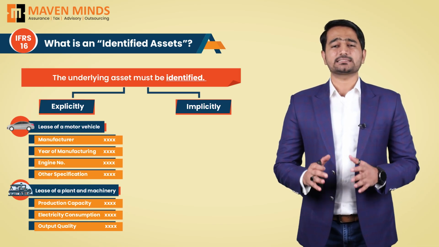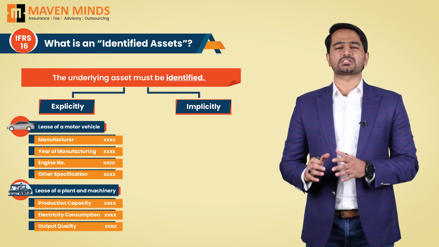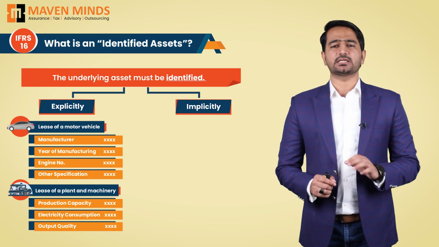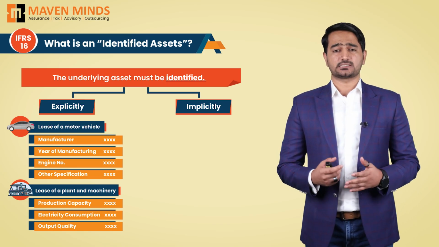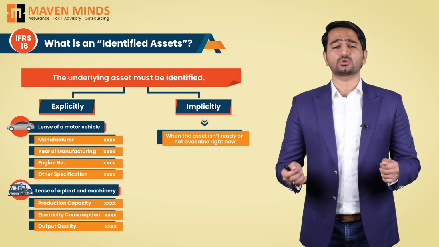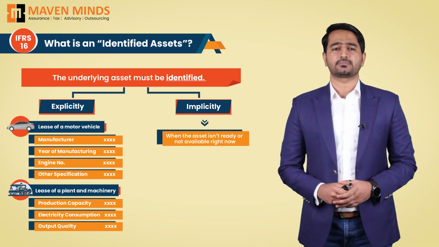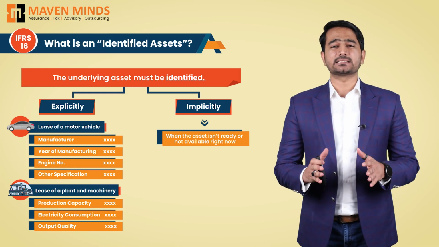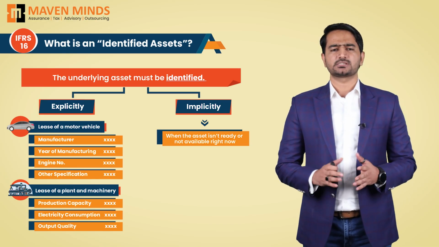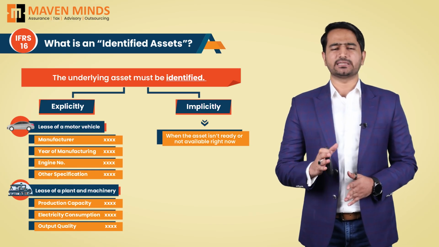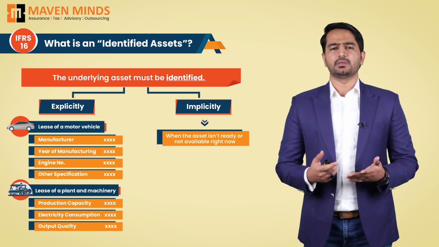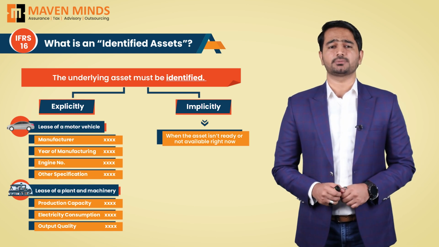Now, let's discuss implicit identification of an asset. Basically, identification of an asset is not always so direct. Sometimes the asset is not ready yet or it is not fully specified in the contract. This is where implicit identification comes into play. Let me give you an example. Suppose you want to lease a vehicle or a machinery, but the asset is not available at the moment. Maybe it still needs to be manufactured.